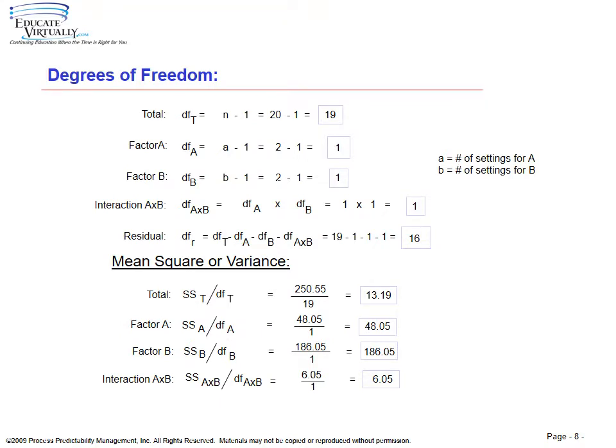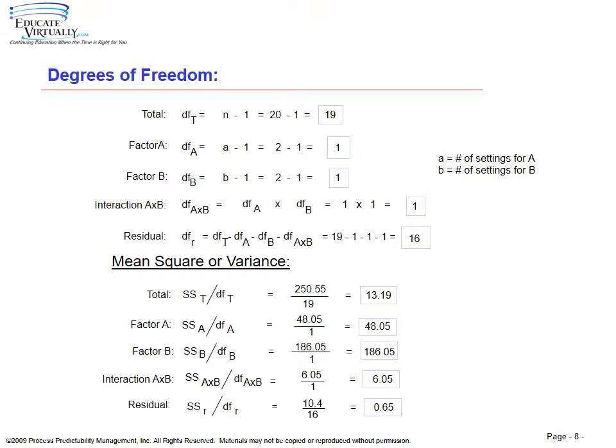Factor A and factor B: their sum of squares divided by their degrees of freedom, which is just dividing by 1. The interaction is the total sum of squares of the interaction divided by its degrees of freedom, which is 1. So the sum of squares is actually equal to the mean square, or the variance, in this particular case, because there's only 1 degree of freedom for the factors and for the interaction.